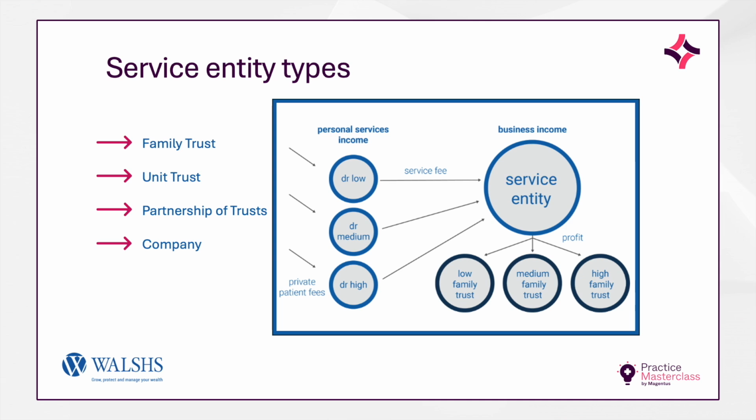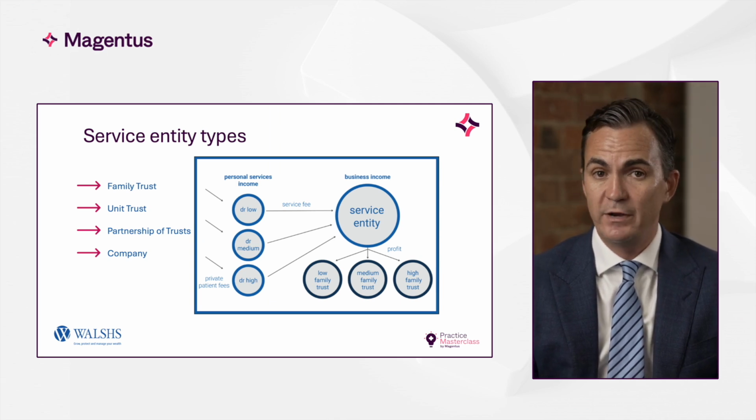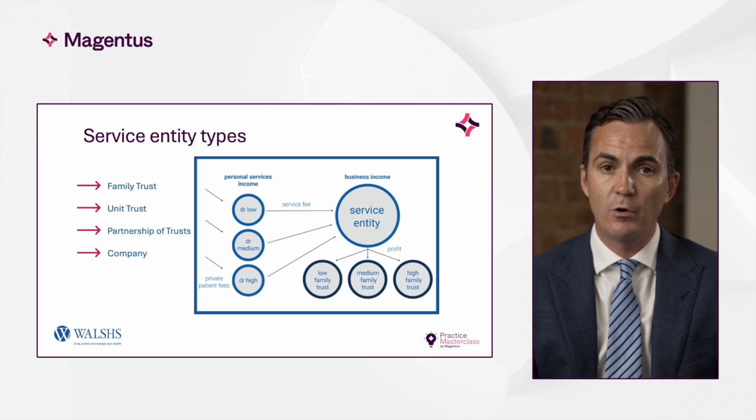It works really well when you've got a multi-practitioner group of doctors. That service entity receives income. The income is service fees. The service fees are paid by each of those doctors based on a percentage of their billings. That can range between 30 and 40%. The service entity then pays for the expenses. It pays for wages for staff, it pays for rent, medical supplies, and after that it's left with profit.